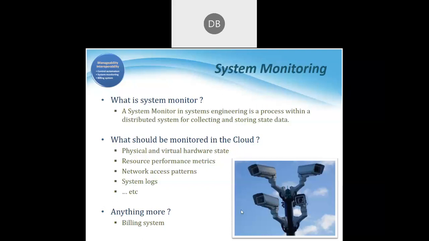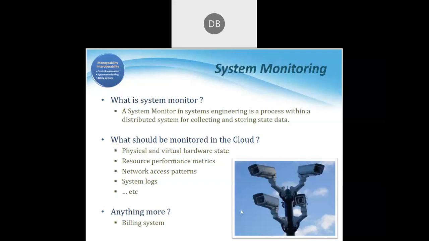So these properties are achieved with system control automation and system state monitoring. Now there are four functional areas where cloud can work. That is called self configuration, self healing, self optimization, self protection. Okay, but that is not an important thing.